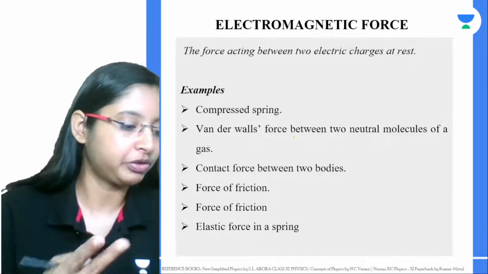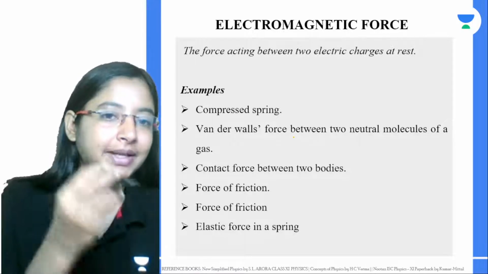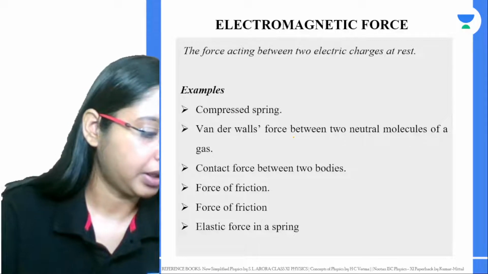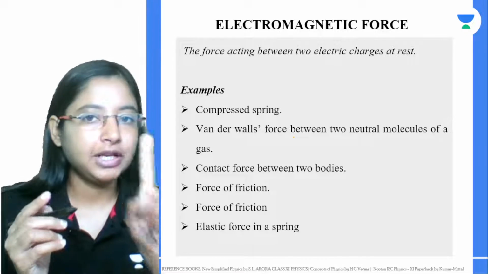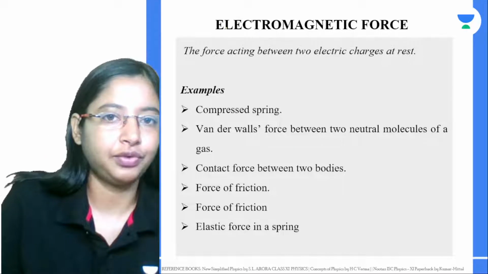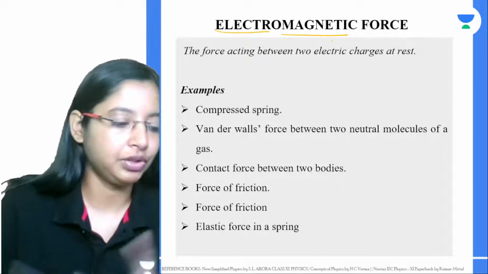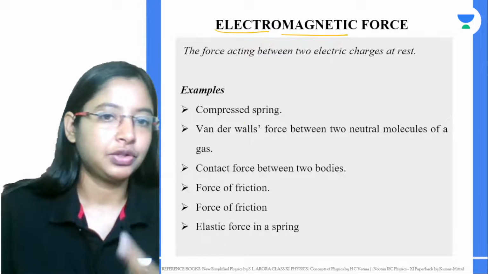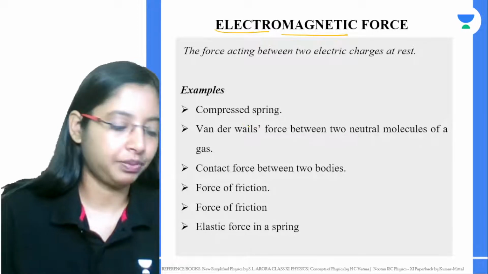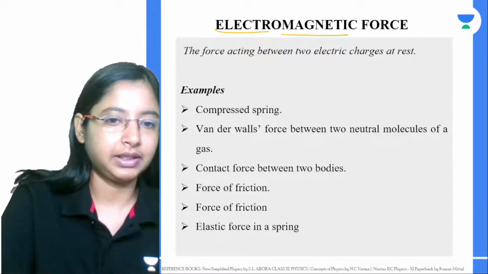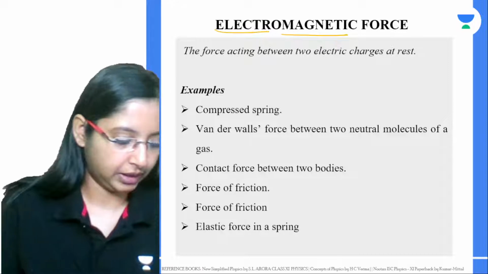There are two ways in which a magnetic field can be produced. A magnetic field being produced means there is a force experienced by an object kept over here because of that magnetic field. Now the electric force and the magnetic force are two different aspects of the electromagnetic force. The electromagnetic force itself has some properties. These are some examples given in the case of an electromagnetic force.